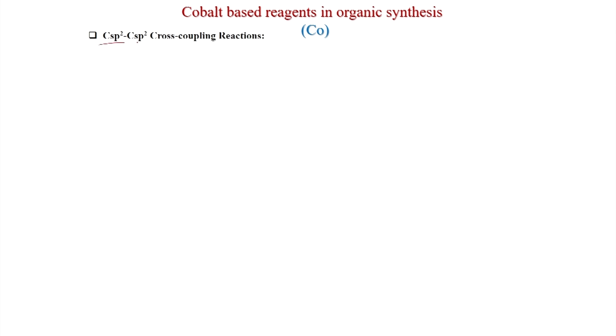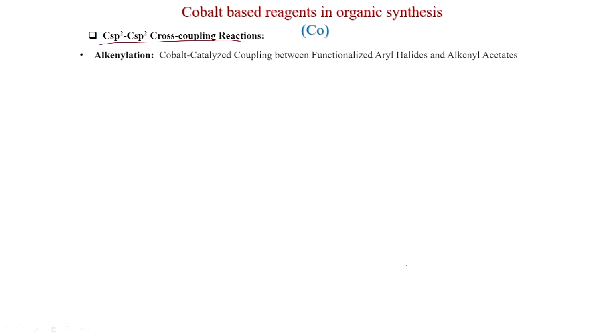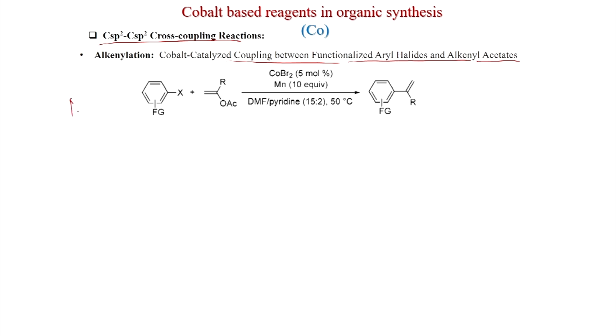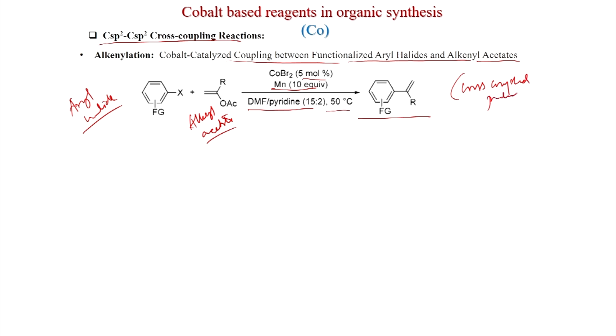Now, we will discuss Csp2 cross coupling reaction, a cobalt catalyzed coupling reaction between functionalized aryl halides and alkenyl acetates. So, this is the aryl halide, this is the alkenyl or vinyl acetate, and with CoBr2 5 mole %, manganese 10 equivalent, DMA pyridine solvent, 15 hours at 50 degrees centigrade, you get this cross coupled product. So, a C-C bond is formed in this reaction.